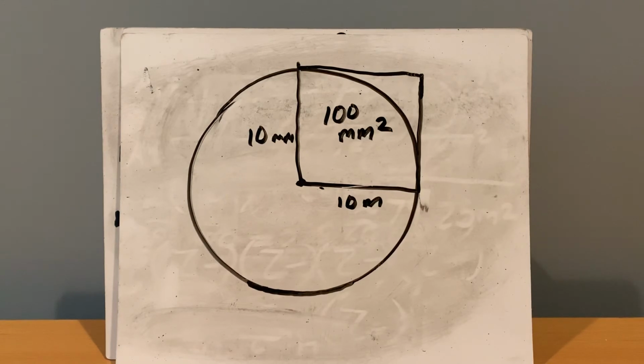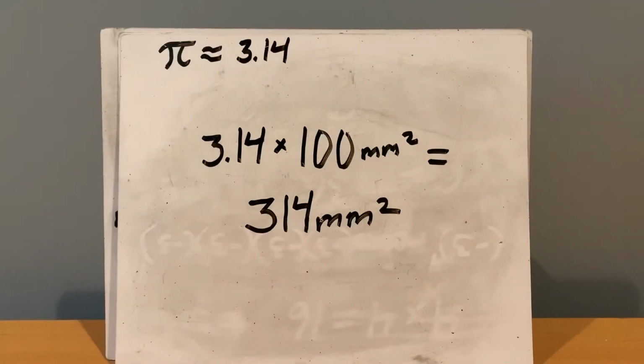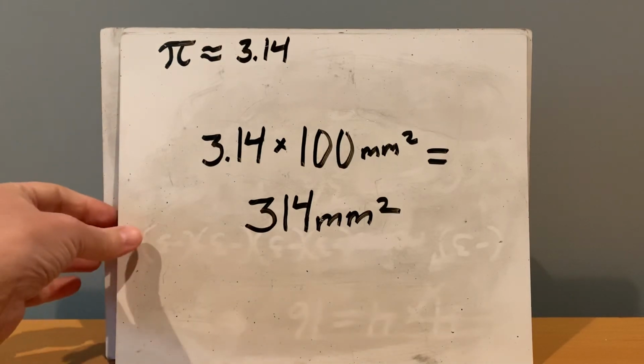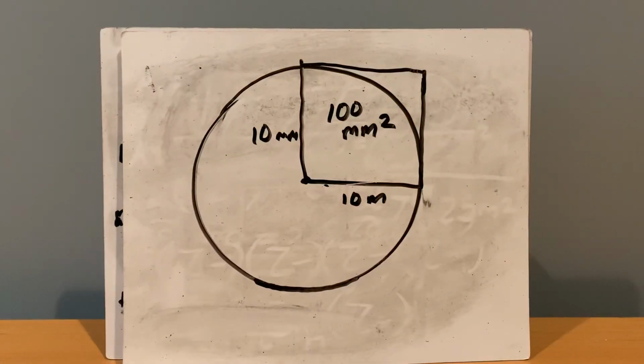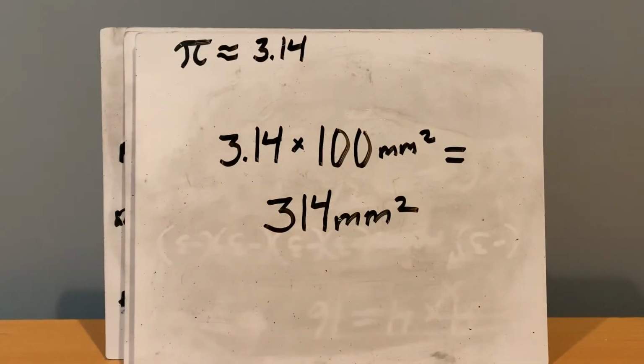So we then multiply that by pi, but we're going to use the approximation of 3.14. So we found the area of the square on the radius, which is 100 square millimeters. We will multiply that by 3.14, and we see that the area of that circle is 314 square millimeters. Now, the radius of a circle is 3 centimeters. What is the area of the circle? And again, we'll use the approximation of 3.14 for pi.